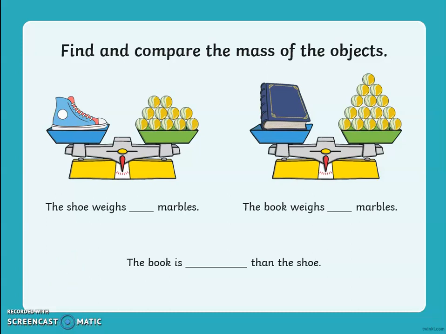So the shoe weighs 1, 2, 3, 4, 5, 6, 7, 8, 9, 10, 11 marbles. And the book weighs, wow, it weighs a lot. The book weighs 15 marbles. So the book is heavier than the shoe. You can pause the video as you're going along.